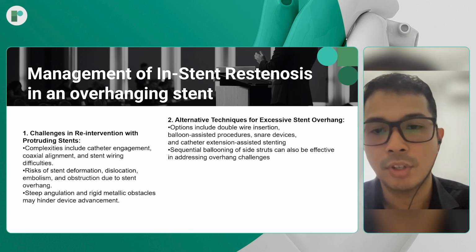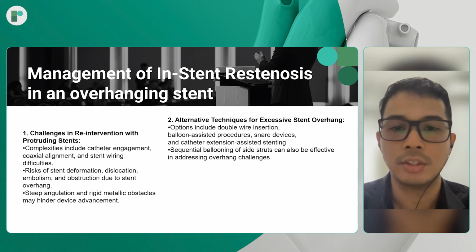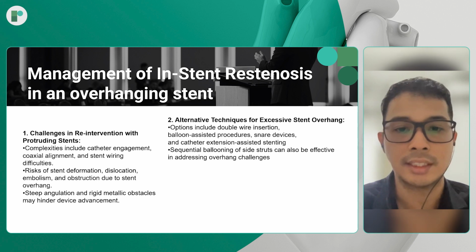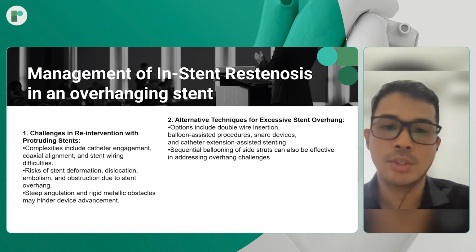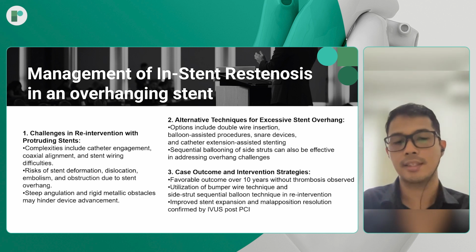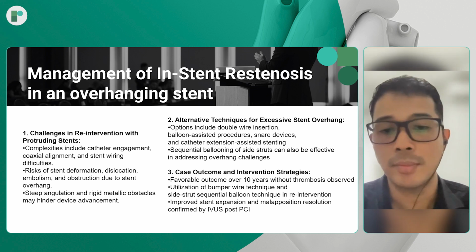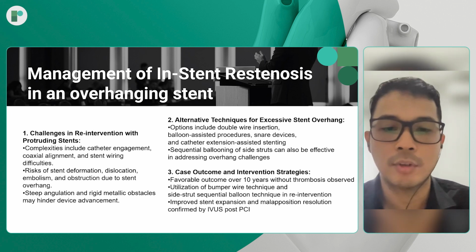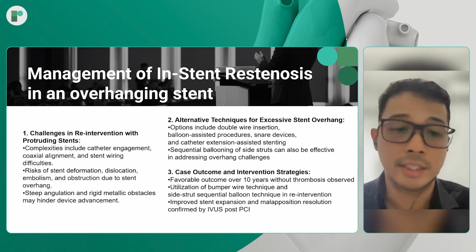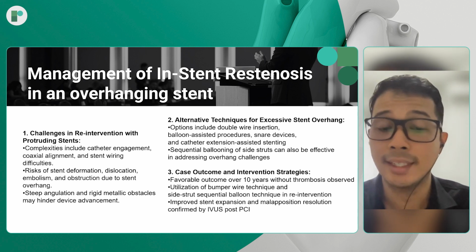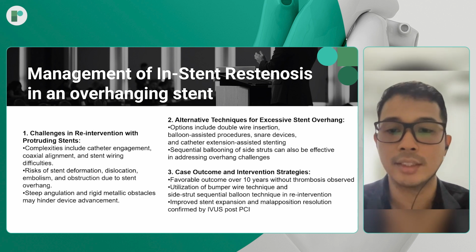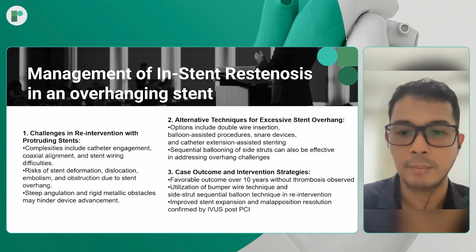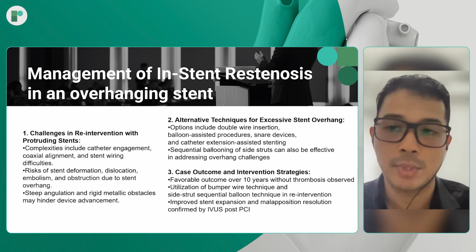Alternative techniques for excessive stent overhang also include double wire insertion, balloon-assisted procedures, snare devices, and catheter extension-assisted stenting. Second, ballooning of the side struts can also be effective in addressing overhang challenges. Lastly, for the case outcome and intervention strategies, we observed a favorable outcome over 10 years without thrombosis in this case, and utilization of the bumper wire technique and side-strut balloon technique in the intervention was successful in this patient, with improved stent expansion and malposition resolution confirmed by IVUS post-PCI.